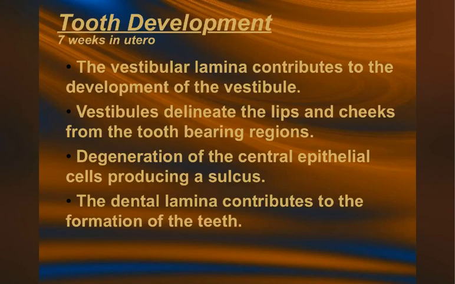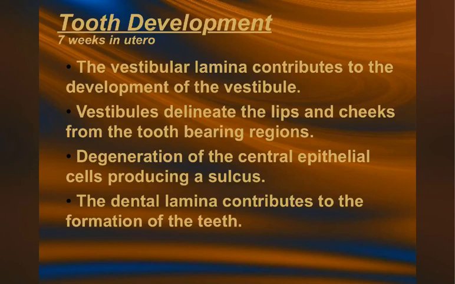The vestibular lamina contributes to the development of the vestibule. Vestibule delineates the lip and cheek from the tooth-bearing region. Degeneration of central epithelial cells produces a sulcus. Sulcus is the same as vestibule. So the vestibule first is formed as a solid sheath of epithelium, which is called vestibular lamina. Then the central epithelium degenerates to form the sulcus or the vestibule.